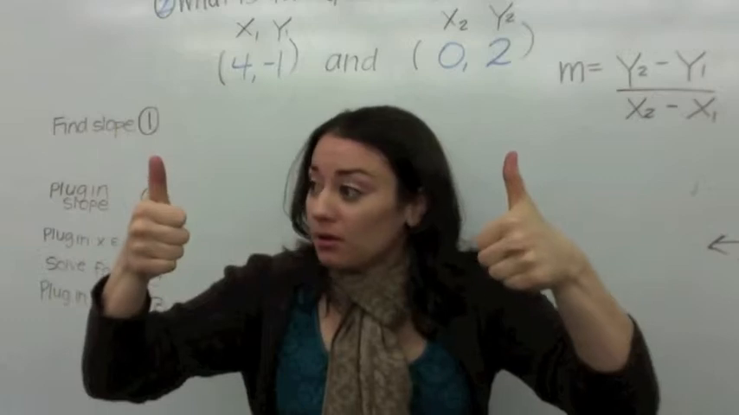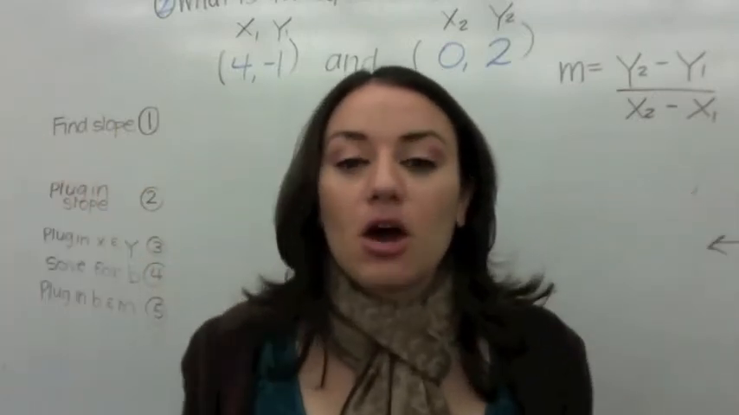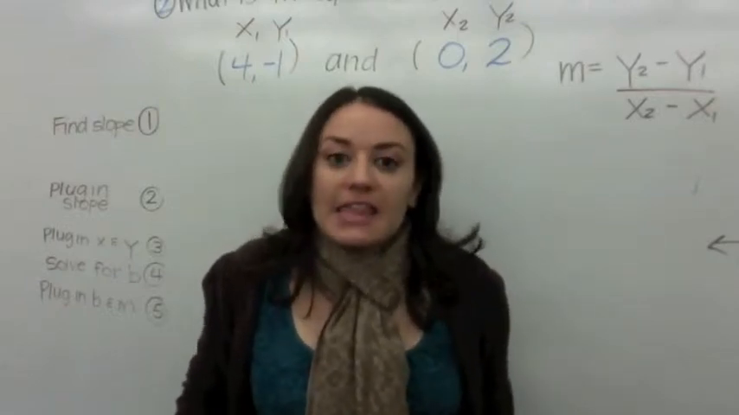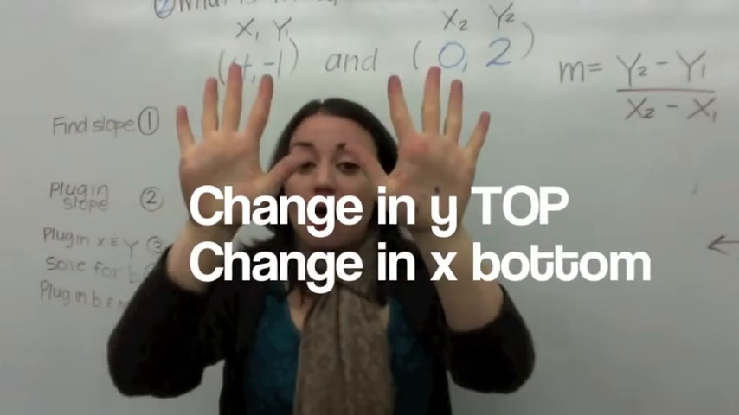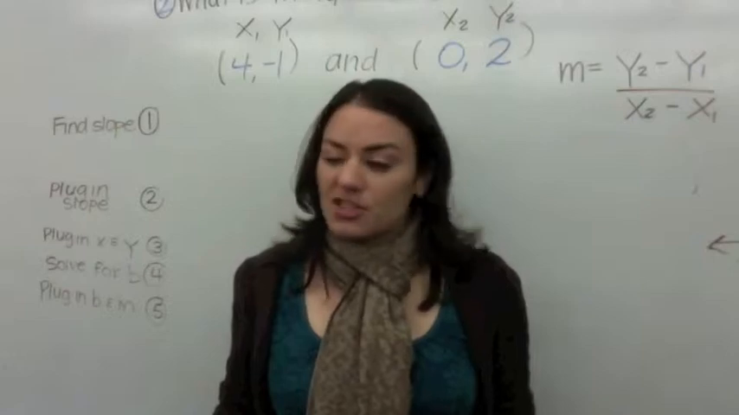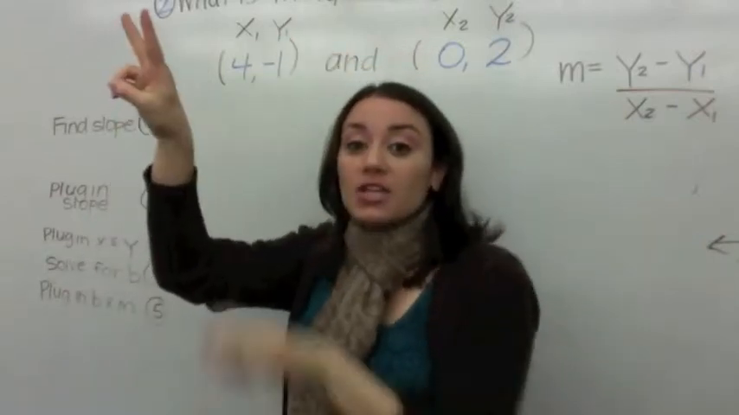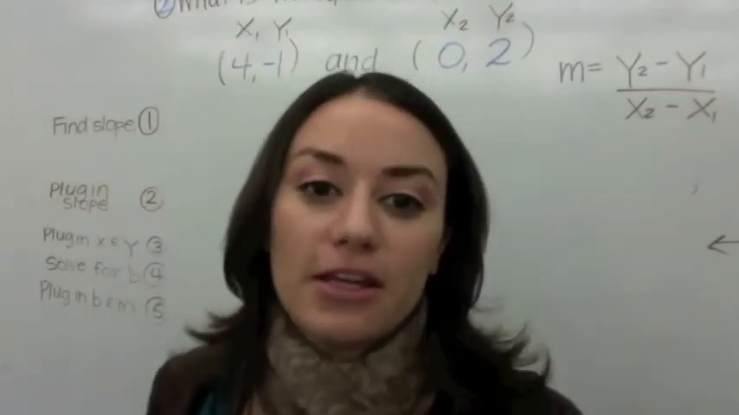Everybody stand up. Stand up. Jacob, seriously. Okay, here we go. This is the slope formula song, and it goes like this. Slope, slope, change in y at the top, change in x bottom. Very good. Let's try it one more time just to really sink it in. Here we go. Say slope, slope, change in y at the top, change in x bottom. Love it, live it, and love it.